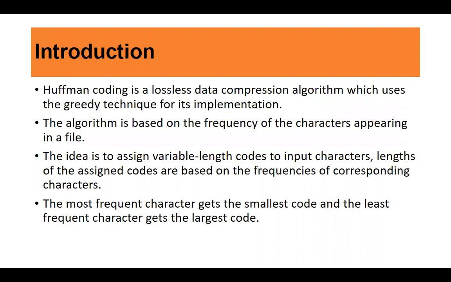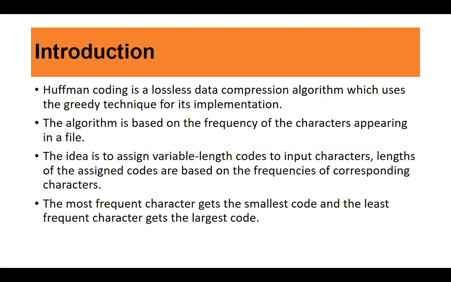So Huffman coding is a lossless data compression algorithm which uses the greedy technique for its implementation. We already know the greedy technique. What is a greedy approach? You make decisions at a local level to achieve a goal at a global level, right? So at each local level, you take a decision. The algorithm is based on the frequency of characters appearing in a file, right?